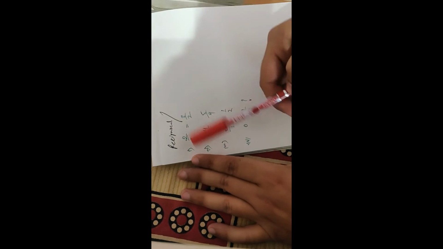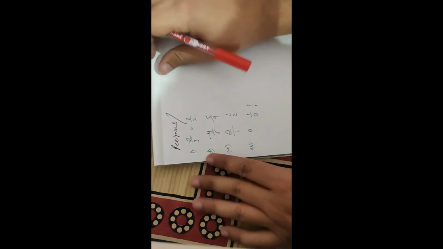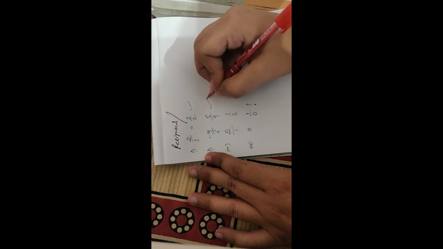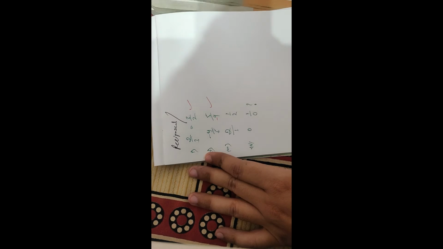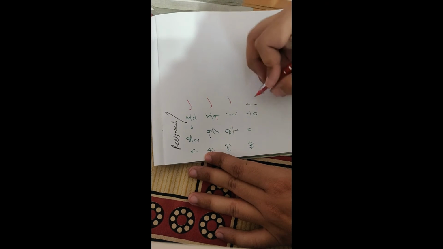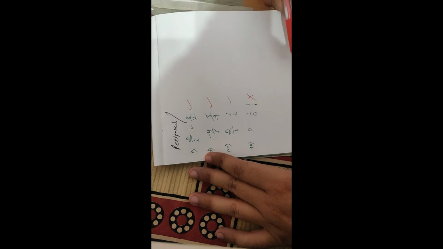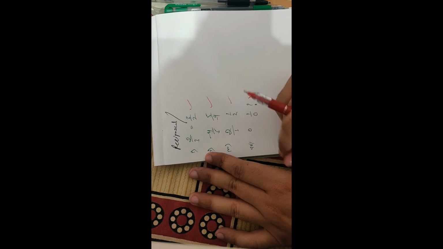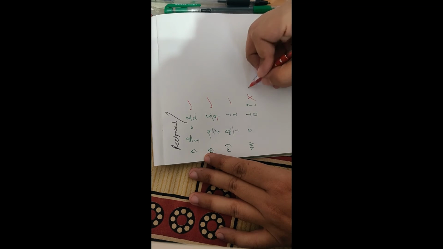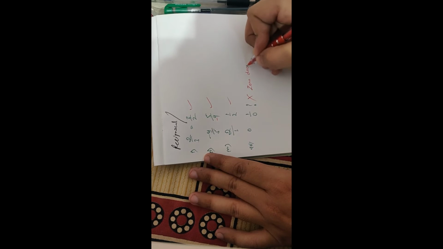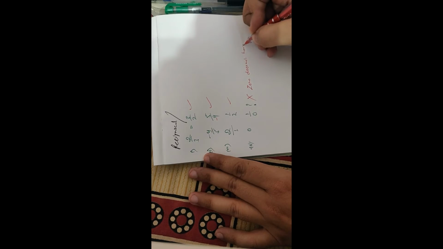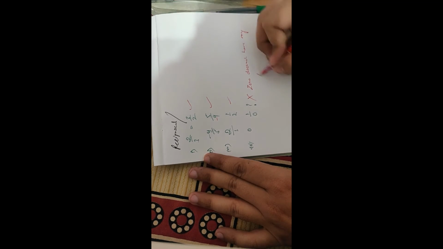So 2 upon 3, 3 upon 2, yes, this is true. This is also correct. Minus 4 upon 5, so you require a minus sign over here. So 2 upon 1, 1 upon 2, this is not true. Reason being, 0 does not have a reciprocal. 0 does not have any reciprocal.